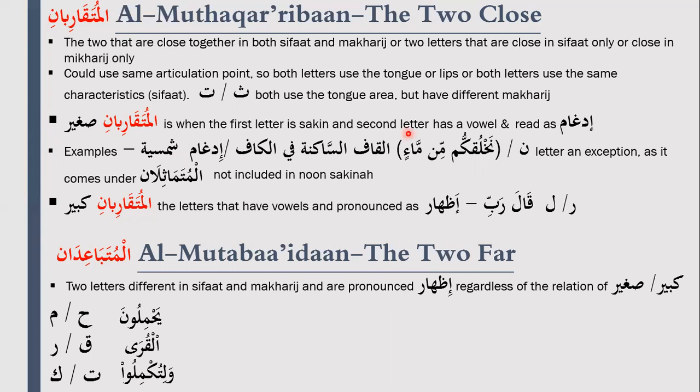Al-mutaqarriban kabir: the letters that have vowels are pronounced with idhar, which means apparent. So there's no merging in them, and that is when they are both voweled. They are known as mutaqarriban kabir, the big closeness. Qala rabbi. The lam and the ra are the two letters that share the makharij.